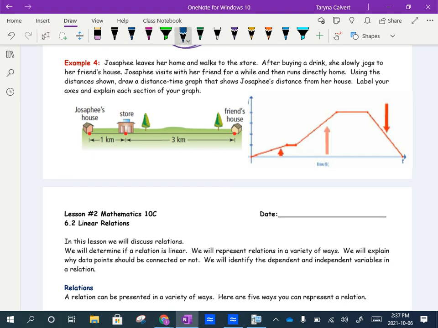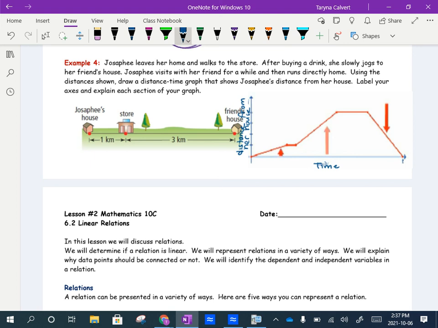So I just copied and pasted this. So this was time, and this is distance. I didn't label these. So distance from her house. So does yours look similar to this, guys? And again, does it have to be perfect?